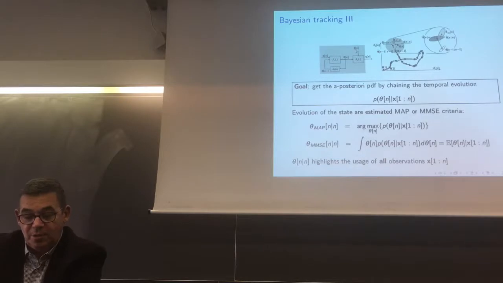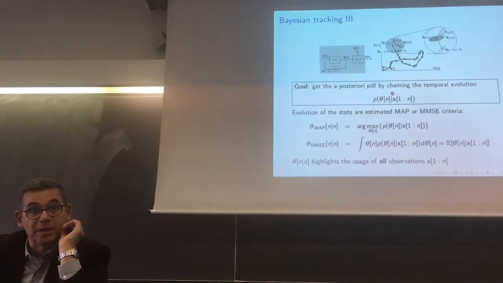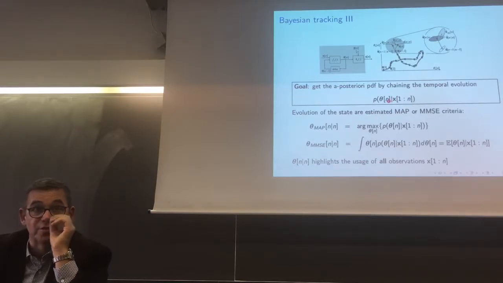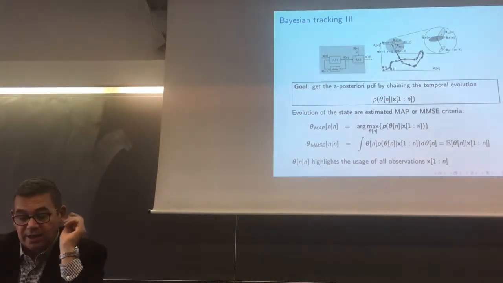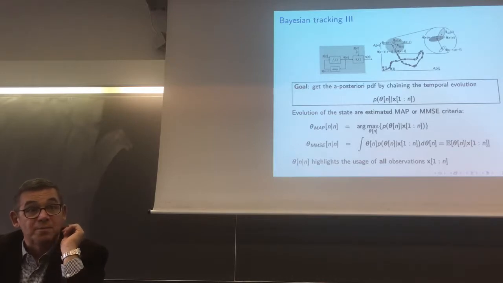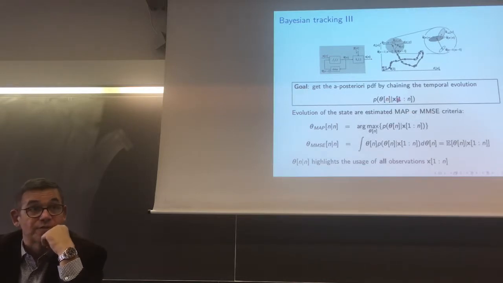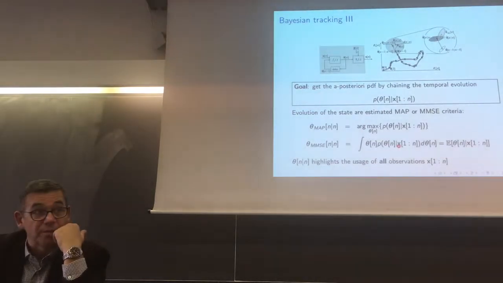So you remember the goal. Now, if I know the a posteriori probability density function at time n, chaining all of the observations up to n, then I can get the maximum a posteriori and the MMSE. The maximum a posteriori is the maximum of this function, and the MMSE is the mean of this probability density, which are indicated here as the maximum or the mean.